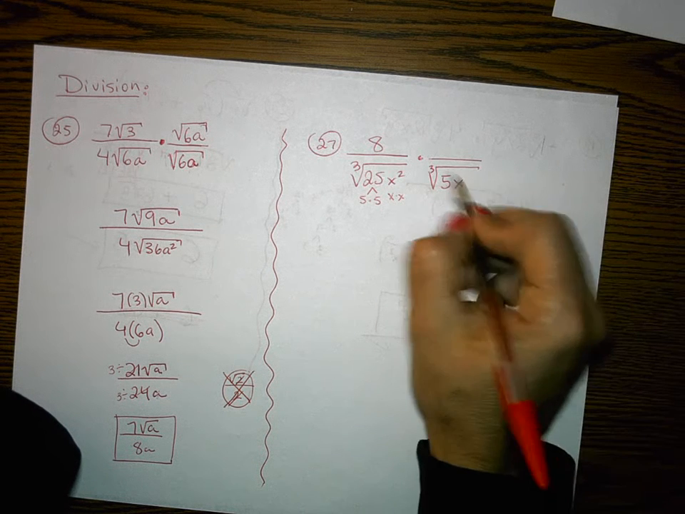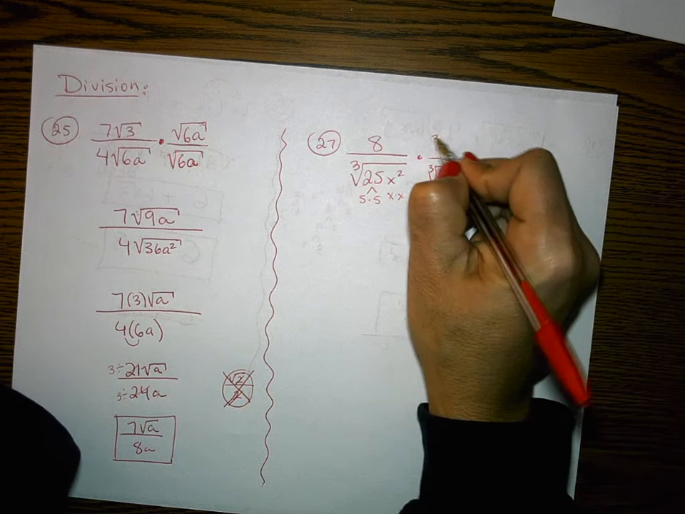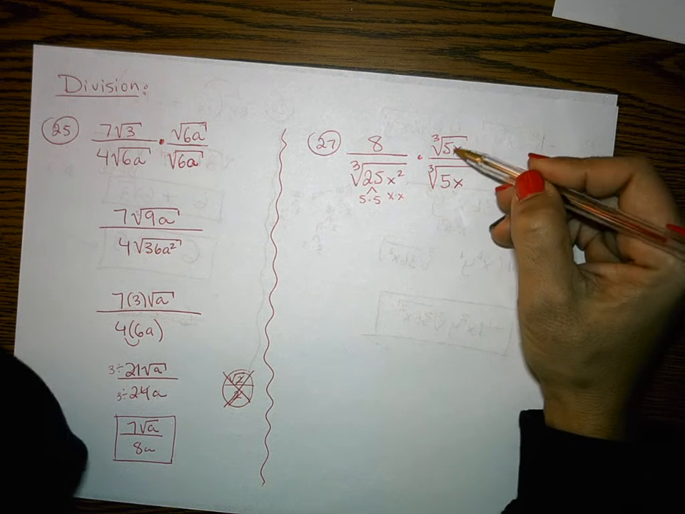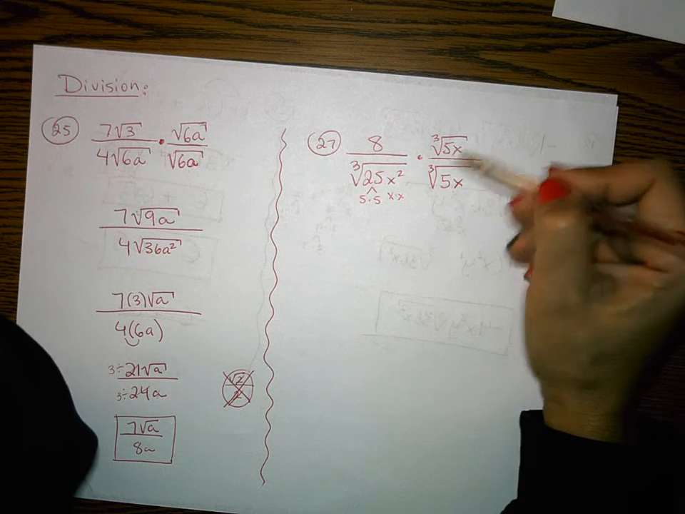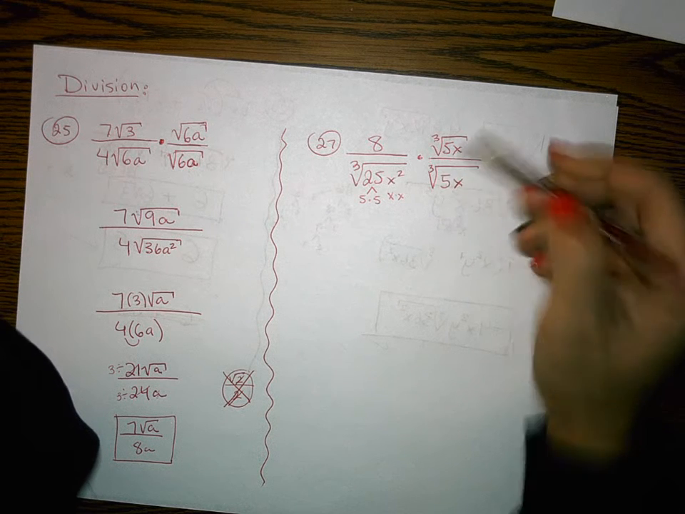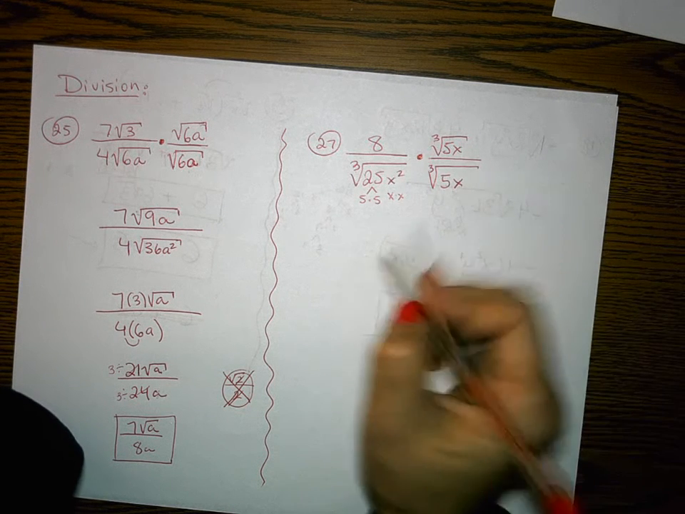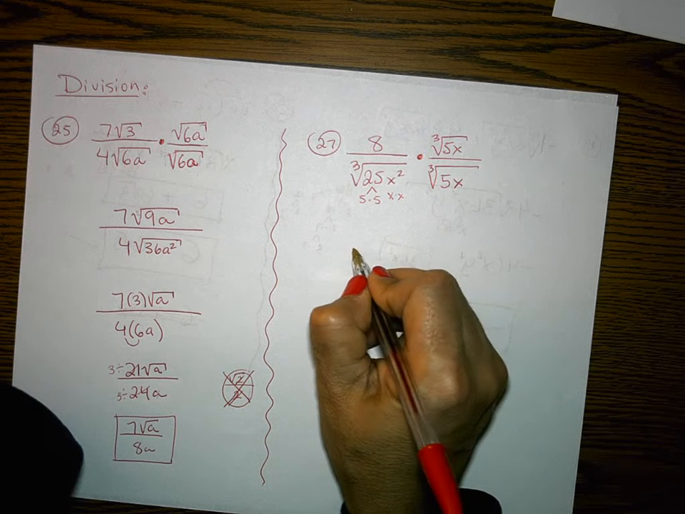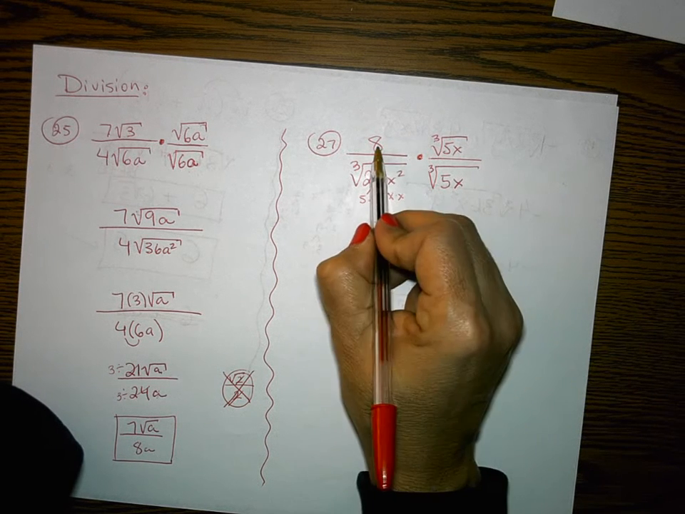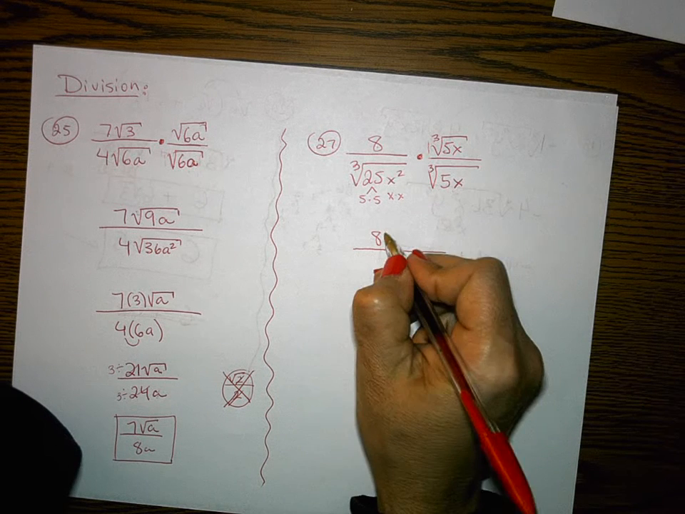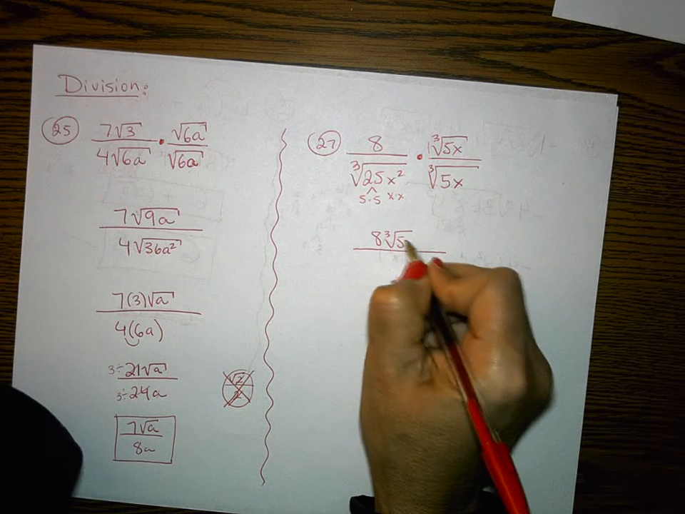So since that works, I'm also going to do a numerator of cube root of 5x. This fraction is the fraction 1. The cube root of 5x over the cube root of 5x is just a 1. So we're really not changing much here. Now we can go ahead and multiply straight across. Numerator times numerator: 8 times an invisible 1 is 8, and the cube root of 5x.